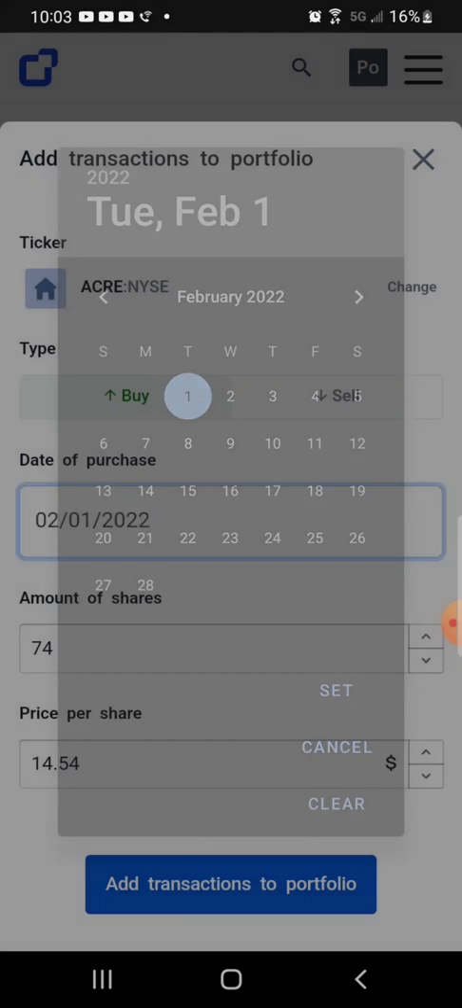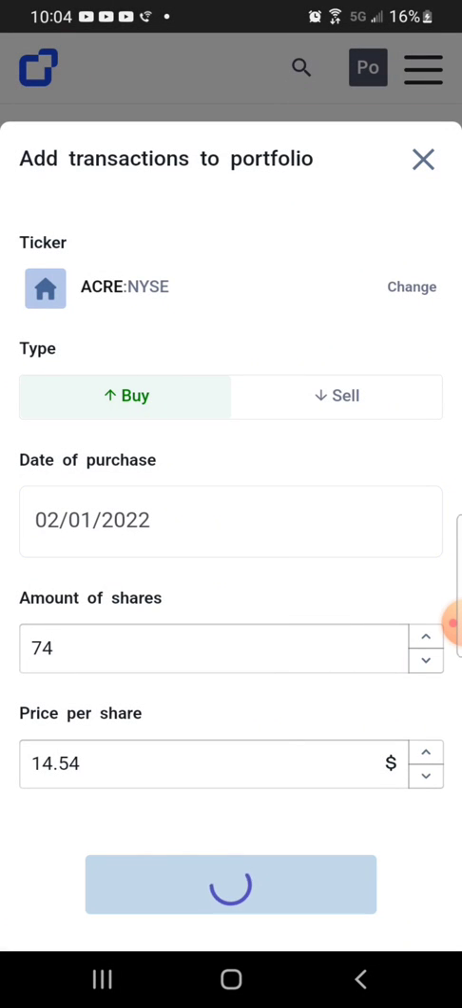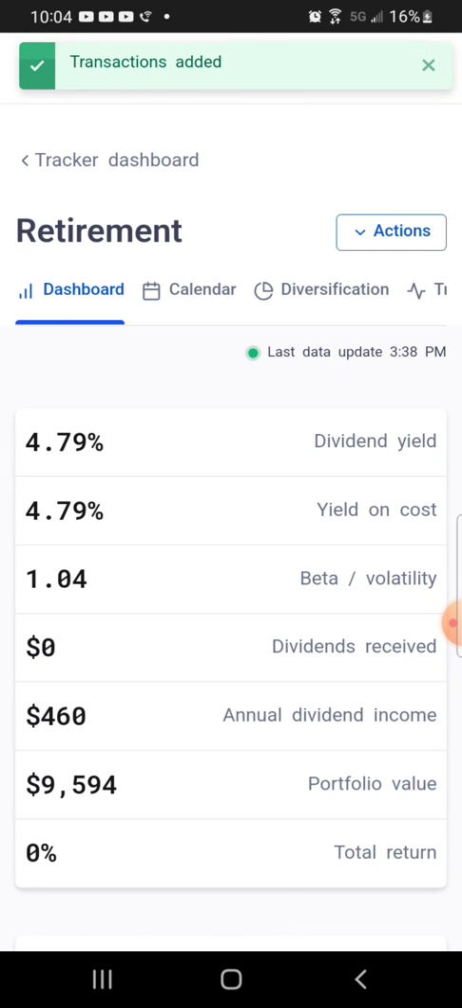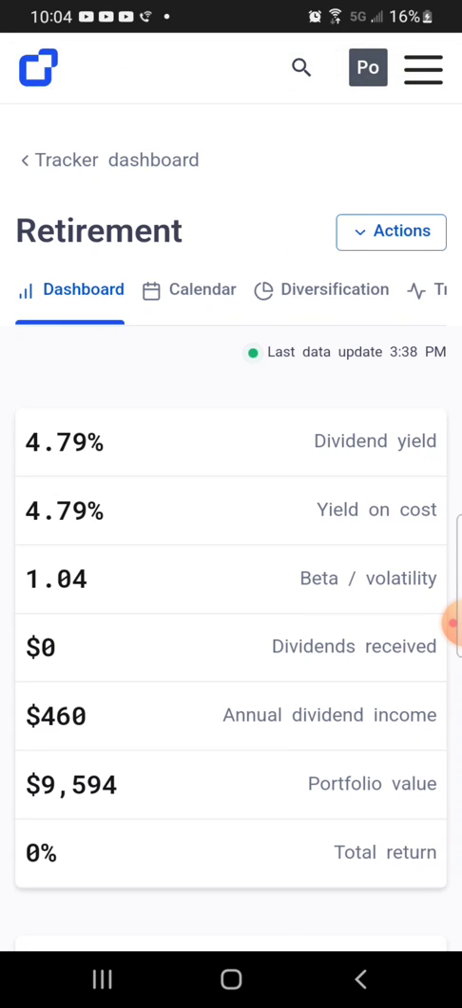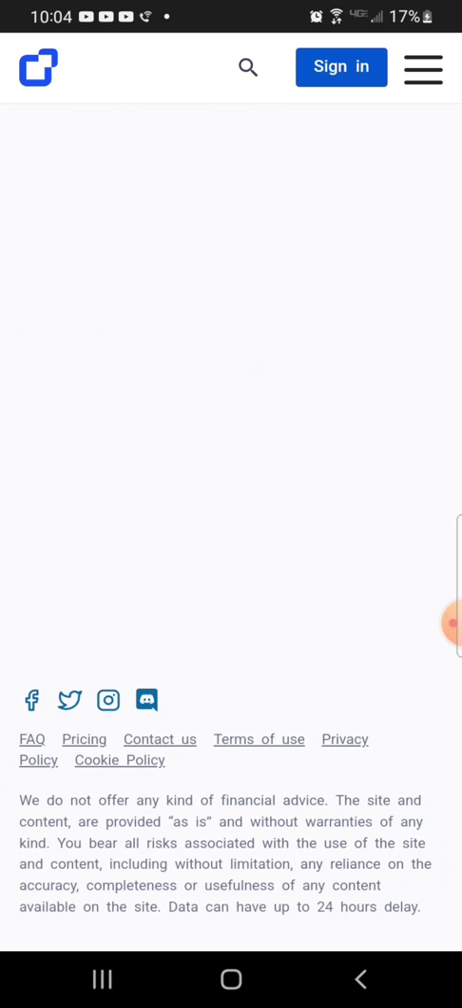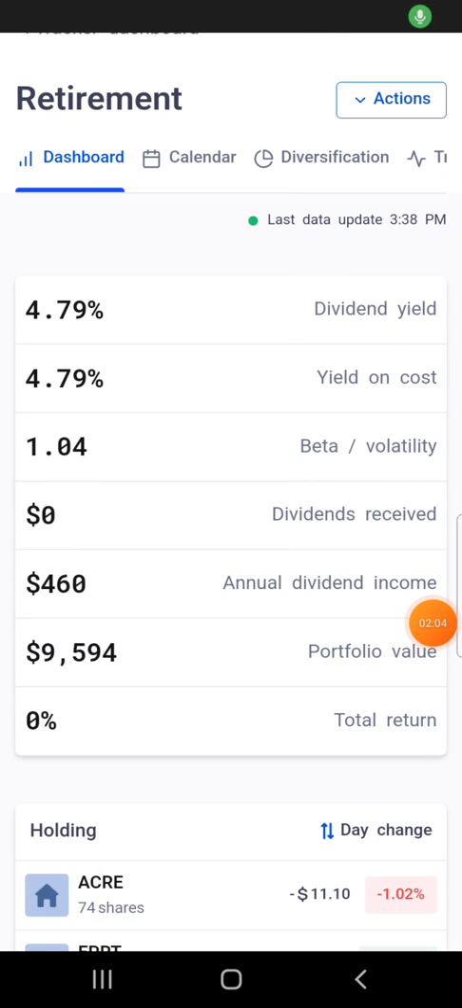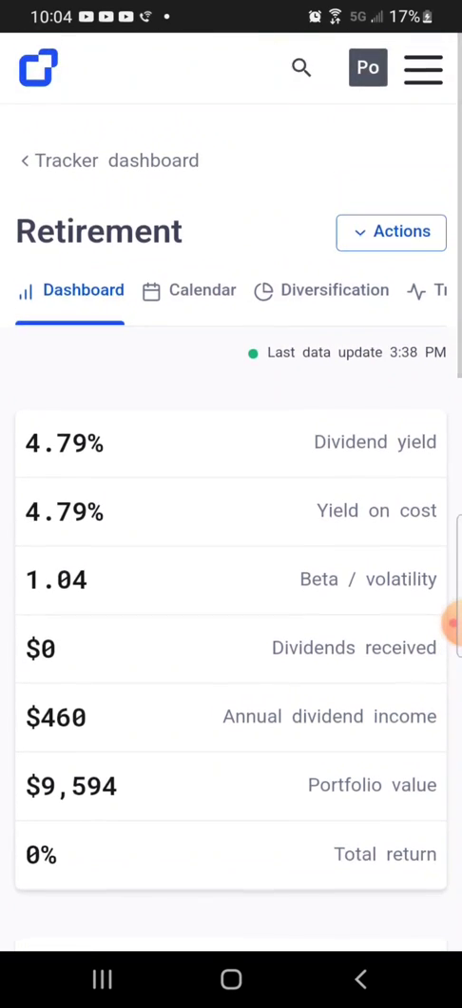Set the date to the day. And that's almost $10,000. Almost $10,000. And I get an annual dividend income of $460. And that's a pretty decent dividend yield. Yield of 4.79.